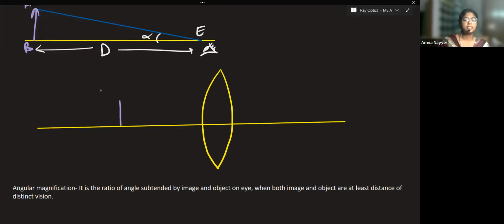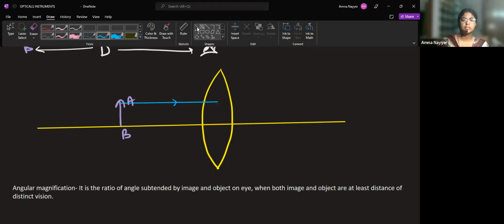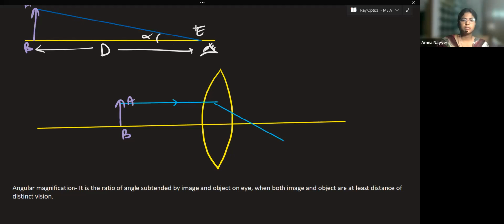Let's say this is the object AB. So accordingly, the rules of ray diagram will be followed. One ray will go. This is just to make it in continuity. On the screen, it is difficult to draw it.